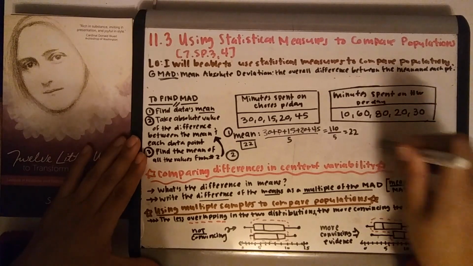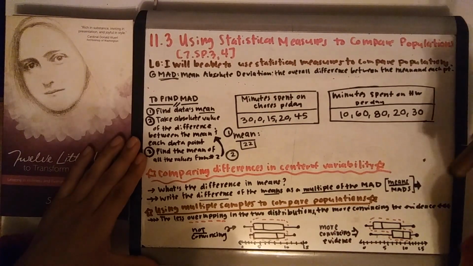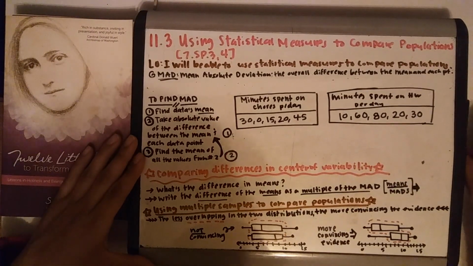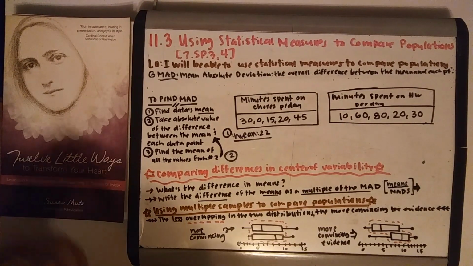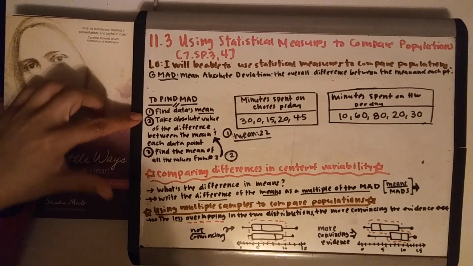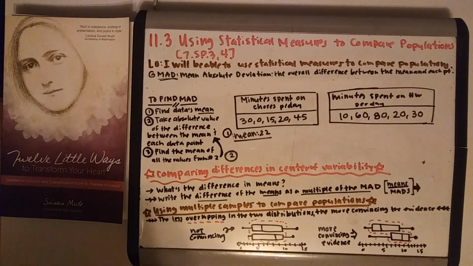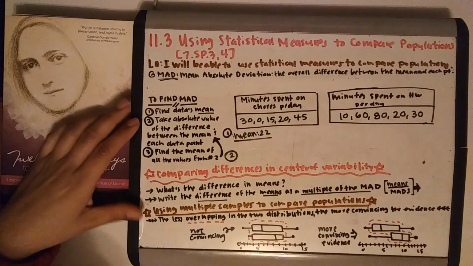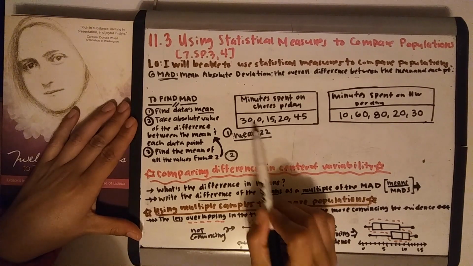And that is why I ask you to bring a calculator, because this is an easy one, but we're going to get ones that have a lot of data points. And then what you're going to do is take the absolute value of the difference between the mean and each data point. What on earth do we mean by that? What we mean is that we're going to take the absolute value when I subtract this by that.